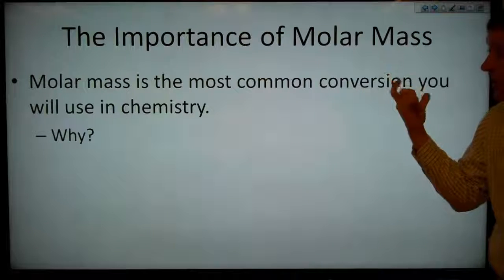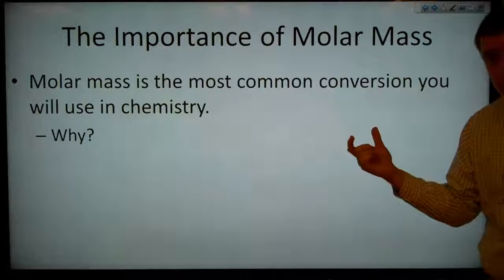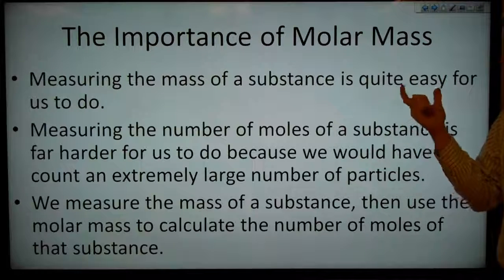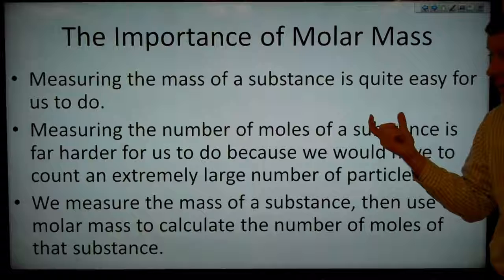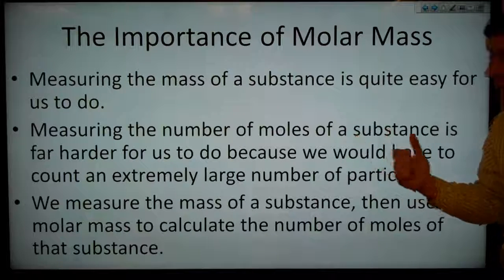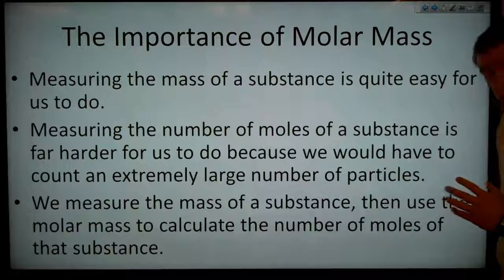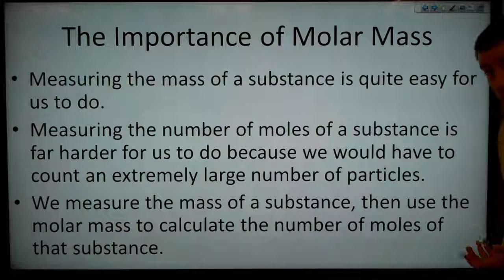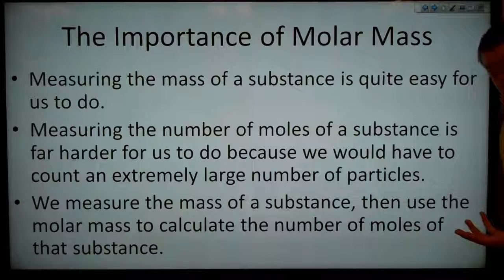Molar mass is the most common conversion that you're going to use in chemistry. But why? Well, measuring the mass of a substance is quite easy for us to do. But measuring the moles of a substance is far harder for us to do, because we would have to actually count an extremely large number of particles. Measuring the mass is really easy. We just put that substance on a balance. Our balances are also rather accurate and precise.